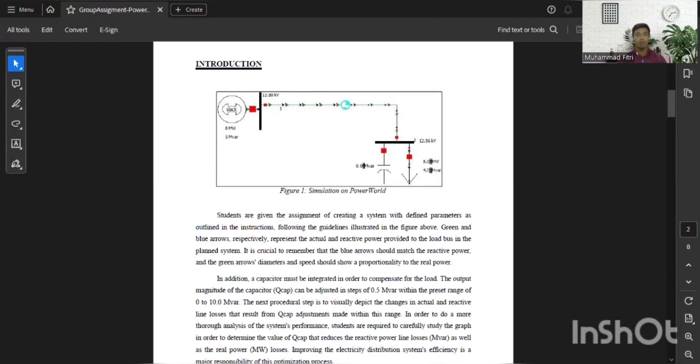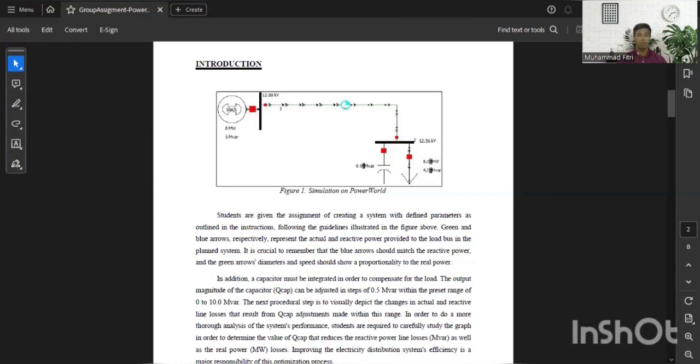So for this assignment, we need to create a simulation based on the parameters outlined in the instructions given in the assignment question and collect the data. Based on the simulation, the green and blue arrows represent the actual power P and the reactive power Q provided to the load bus in the power system. It is crucial to remember that the blue arrow should match the reactive power, and the green arrow's diameter and speed should show proportionally to the real power.